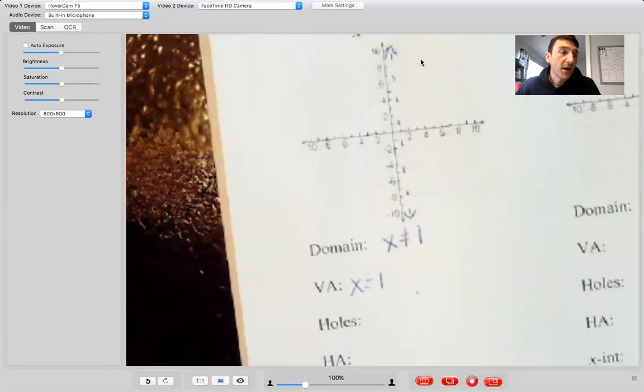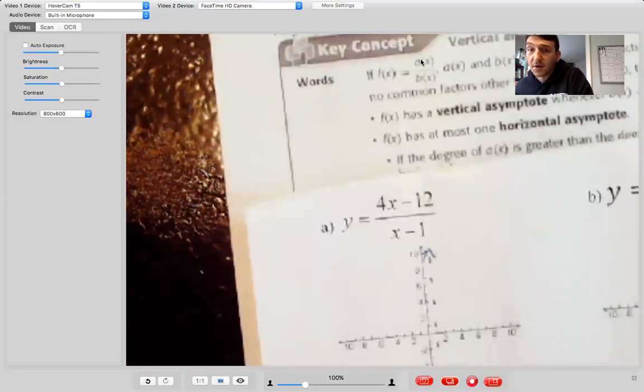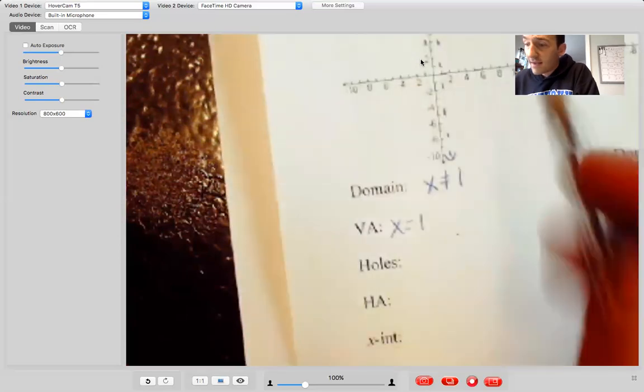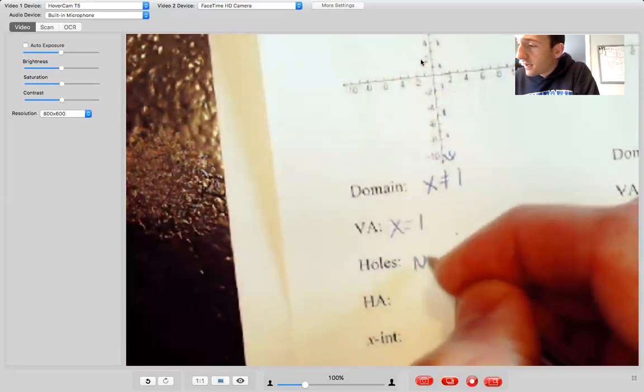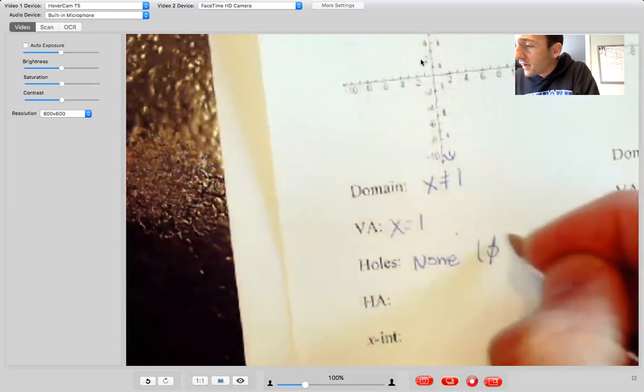Holes. So remember, to have holes you have to have something that cancels out. In this case, we do not because 4x minus 12 and x minus 1 don't have any common factors. So this is not applicable here. So I'm just going to put none. Or you might put like 0 or something like that.